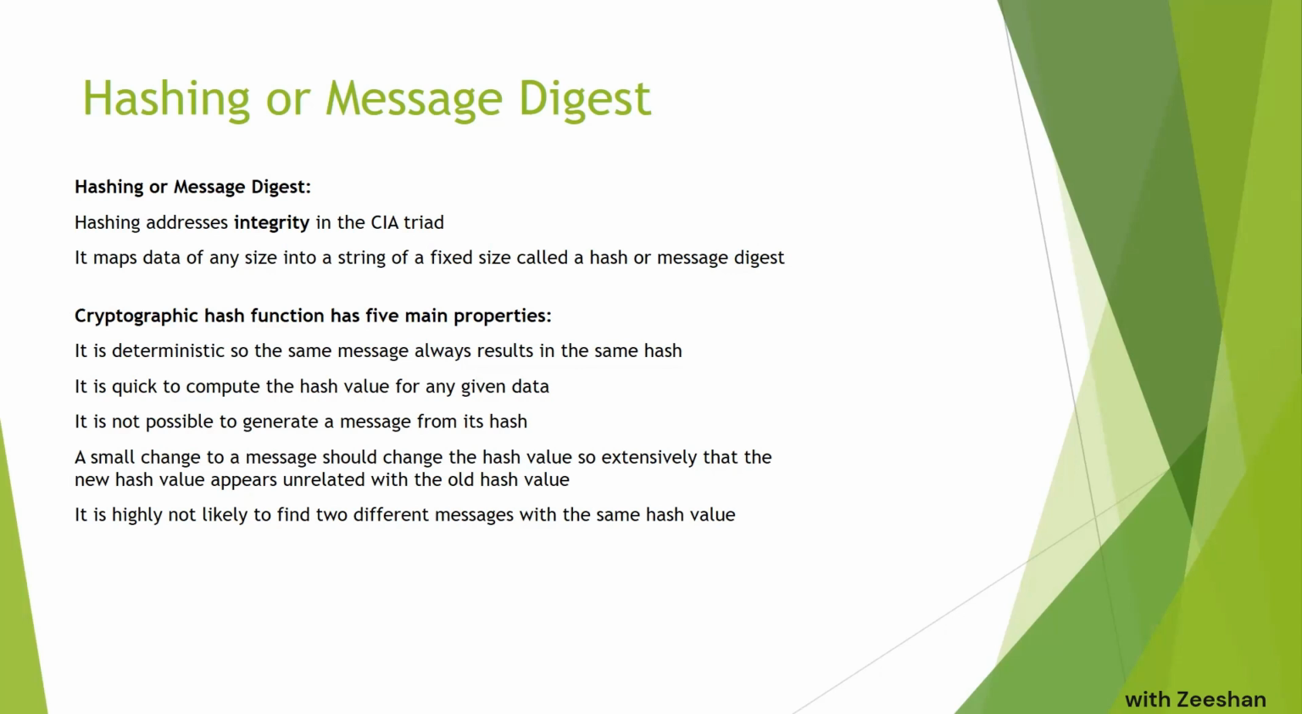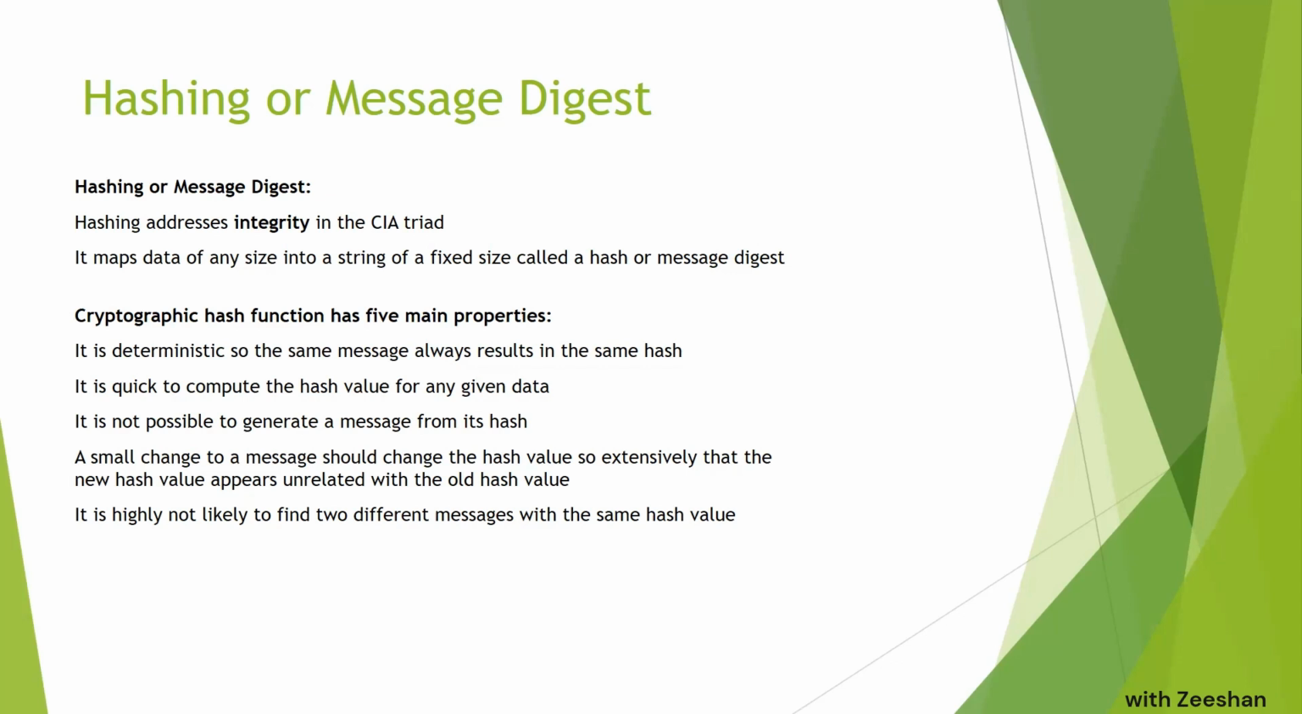So if you have a document which has 1,000 pages, and someone adds a single comma, it is very difficult to find it. But with this hashing algorithm, even if one comma is added, the hash is changed, and you know the data has been altered, so the integrity of the data is gone. So this is hashing. The hashing solves the problem of integrity.